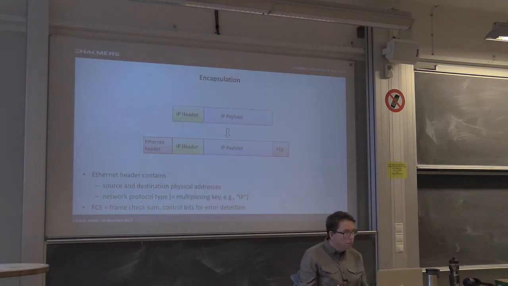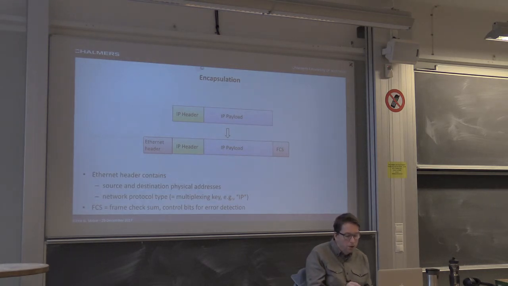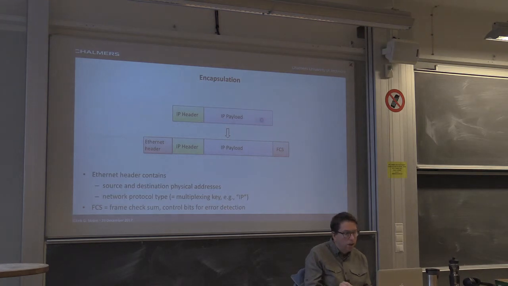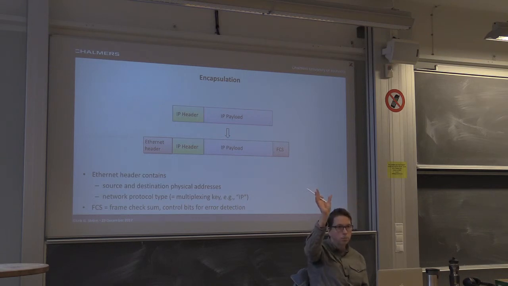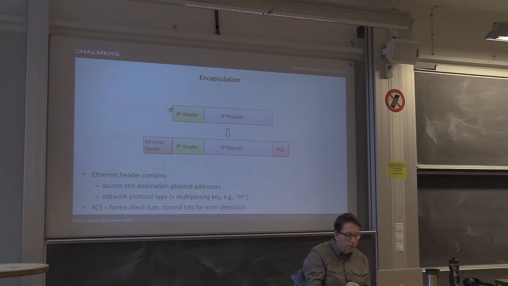Okay. Let's see now how we transfer information over this network of networks. And we remember the principle of encapsulation. So on the IP layer, we have an IP packet that consists of an IP header and the IP payload. And the IP payload might be something that we got from TCP or UDP. We don't know. It's something. But we have an IP header here.